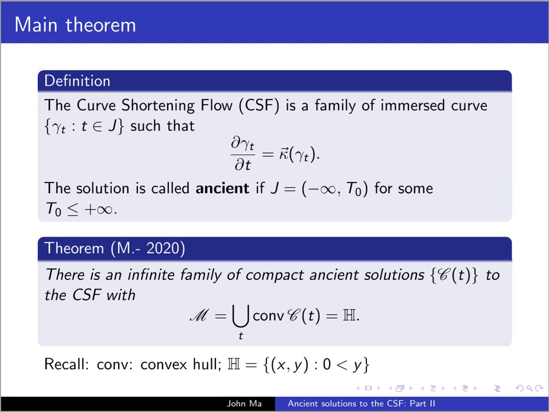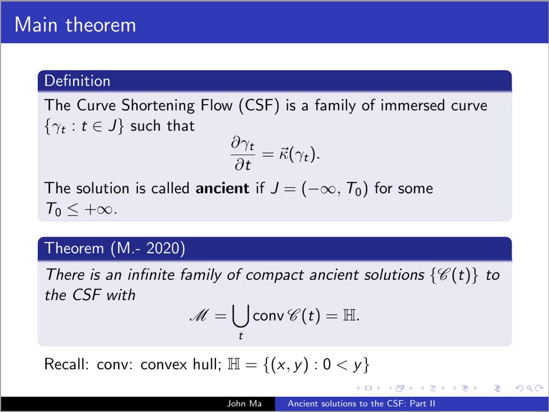So the curve shortening flow is a family of curves, gamma t, where t is inside some time interval J, such that the time derivative of this family is given by the curvature vector k, and the solution is called Ancient if J, the domain of definition, is from negative infinity to T log, where T log is some number smaller than or equal to infinity.